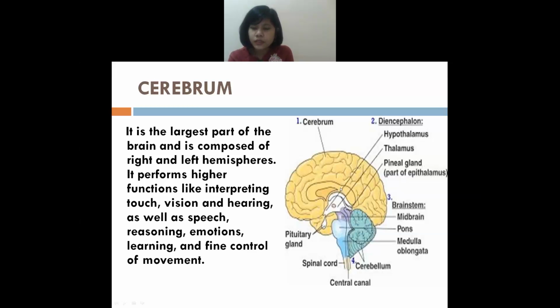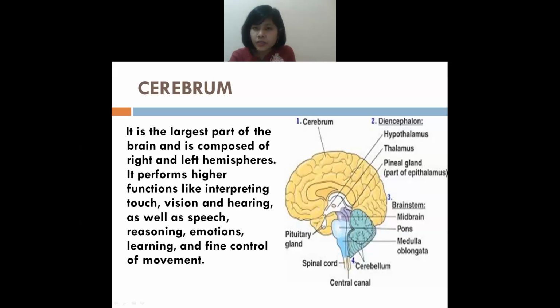What does the cerebrum do? It helps you in functioning some higher functions, like for example, interpreting. Say for example, it helps you in making you understand something. That is interpreting touch, like with the touch of something. Suppose if you touch something, say for example, you have closed your eyes, and if you have touched something, say for example water or else some cotton.